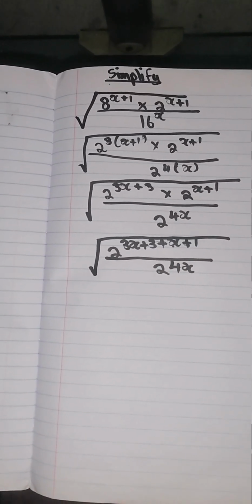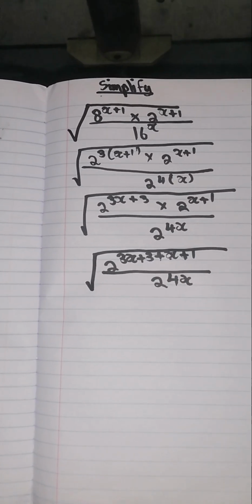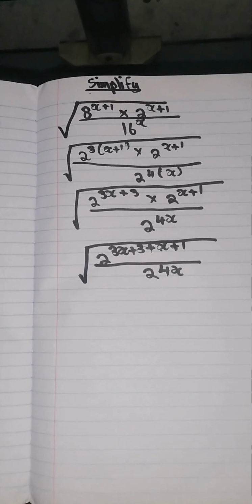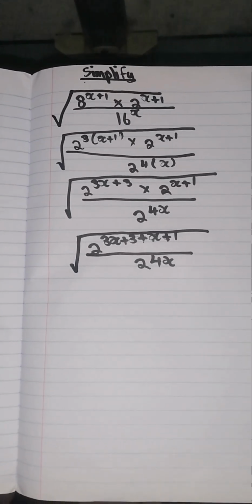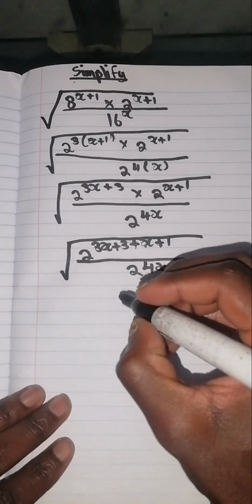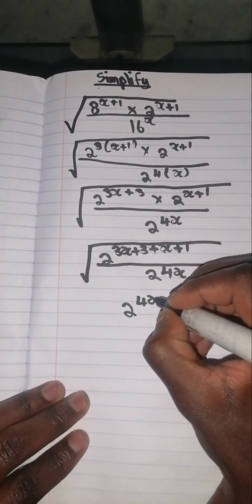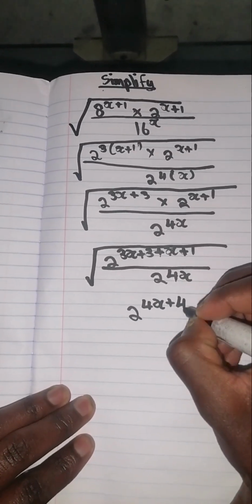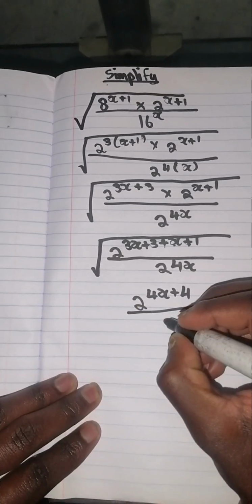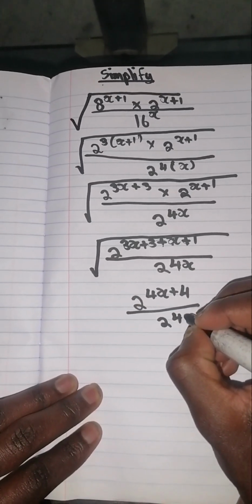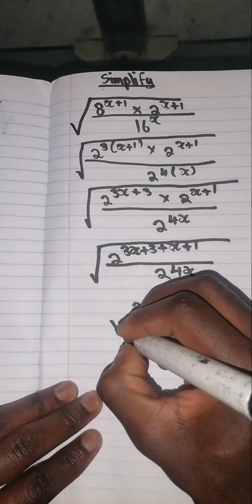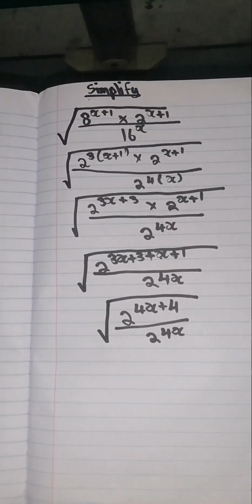Now I'm going to add the like terms in the numerator's exponents. 3x you add with x, and 3 with 1. Now in the numerator we'll have 2 to the power 4x plus 4, which will be divided by 2 to the power 4x, and this is enclosed inside a square root.